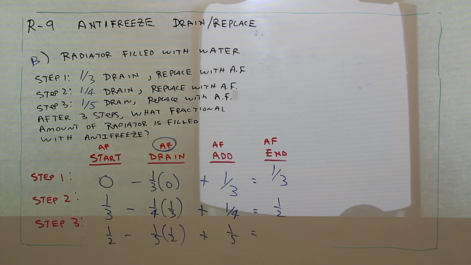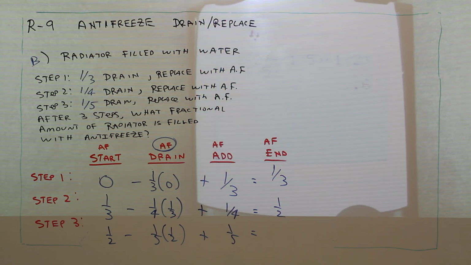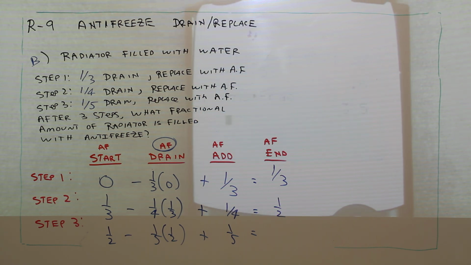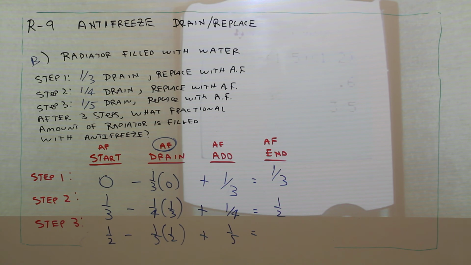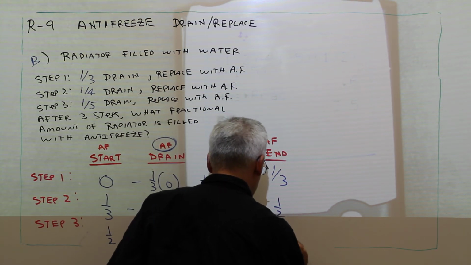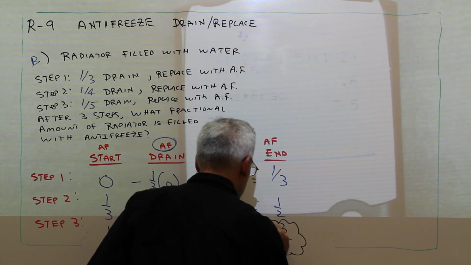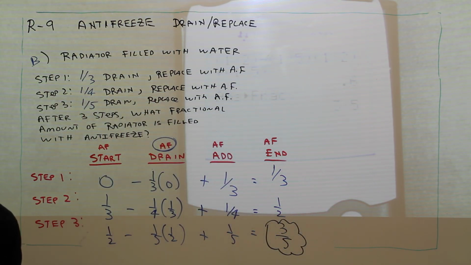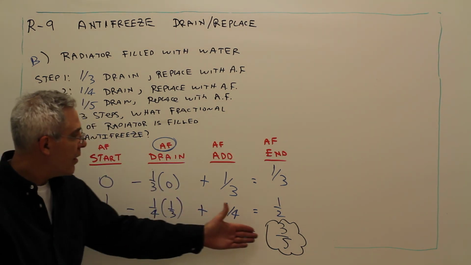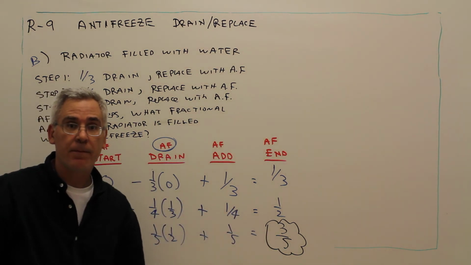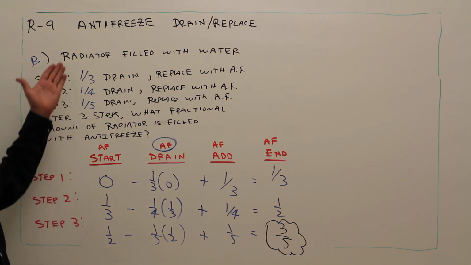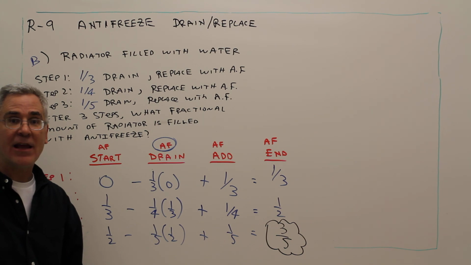And I get an answer of 0.6. They want that to be a fraction. Math, frac, enter. And I get 3/5. So the answer to the second part B is 3/5. And there you have it, how to solve problems involving draining and replacing antifreeze.